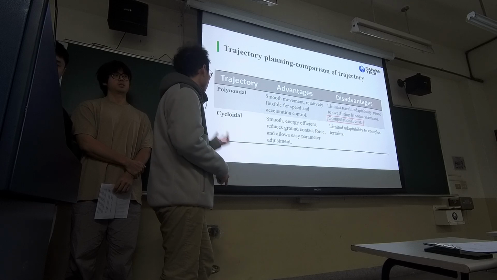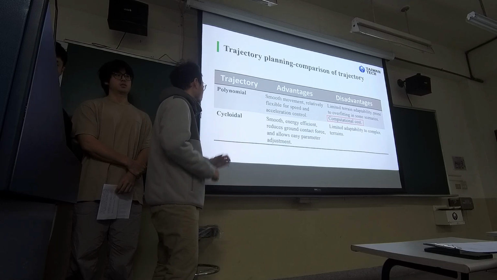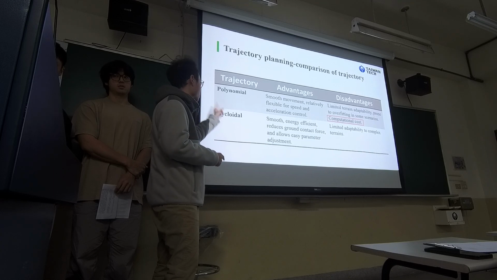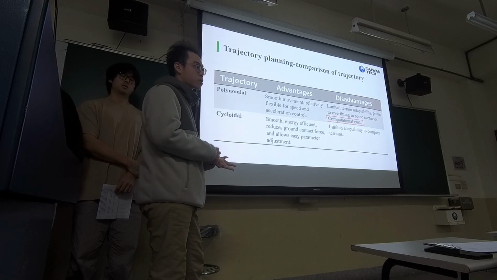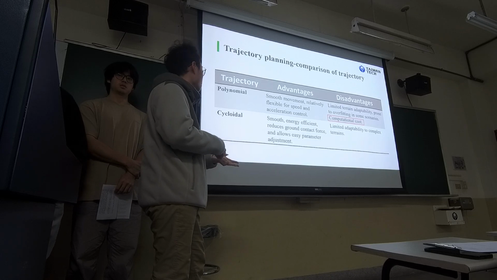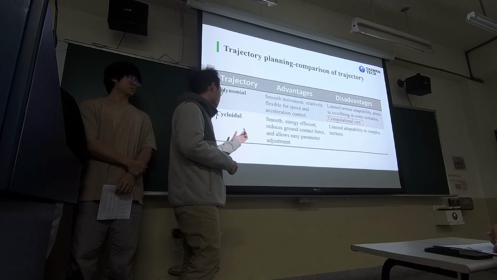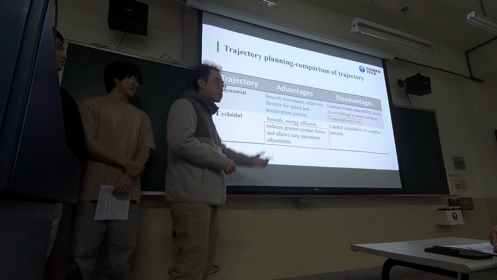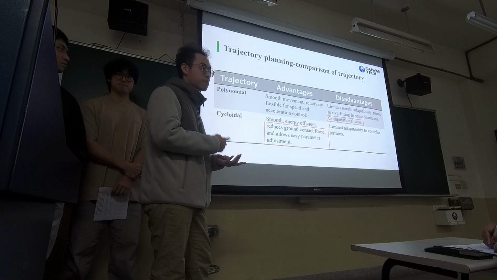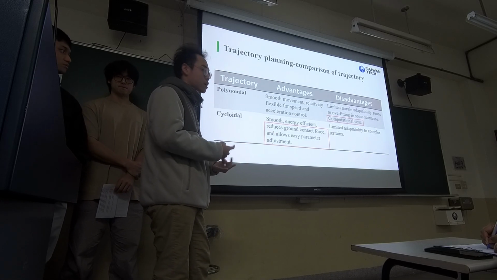So we choose the cycloidal trajectory because, same as the polynomial, you can set the boundary conditions to solve our problem, but you can also easily change parameters, for example, the step length, step height, or the cycle time.